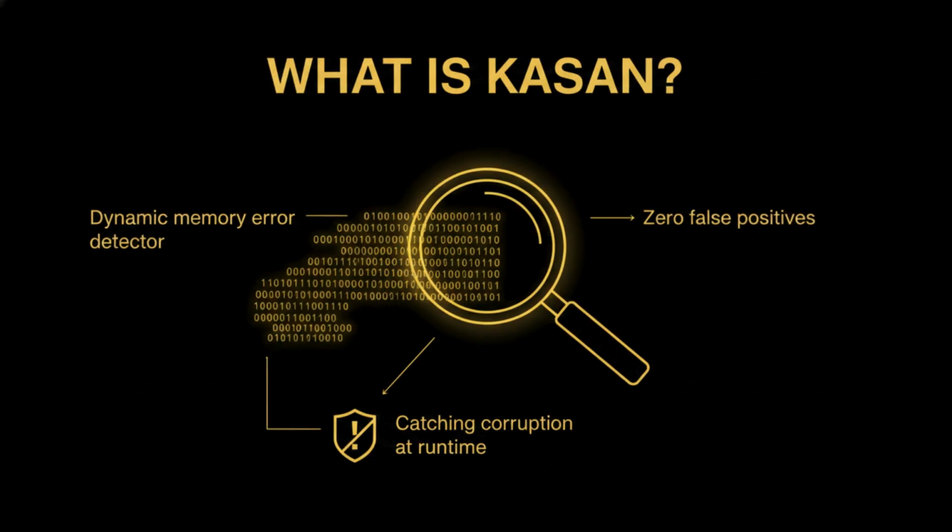KASAN stands for Kernel Address Sanitizer, a dynamic memory error detector designed specifically for the Linux kernel. Unlike static analysis tools that guess at potential issues, KASAN monitors the kernel at runtime with zero false positives. It is integrated directly into the kernel source, allowing it to catch various classes of memory errors, including out-of-bounds accesses and use after free bugs. For infrastructure engineers, this means catching corruption at the very moment it happens, rather than hours later when the system finally crashes. It leverages compiler instrumentation and shadow memory to provide a deep look into how the kernel manages its heap and stack. It is an essential component of the modern kernel development and testing lifecycle.